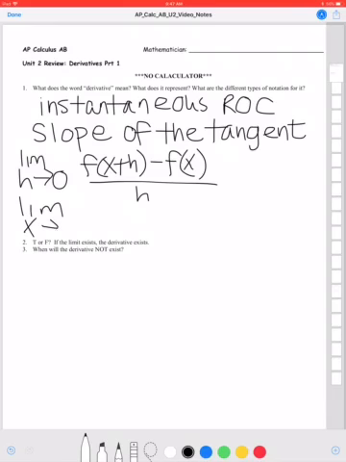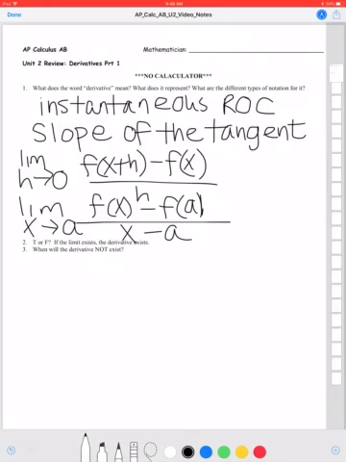And then we also have the limit as x approaches a. So this is the same thing. It just means that the two values are getting closer and closer together. All over x minus a. So as x approaches a, it's getting closer to be 0 over 0. So the difference is getting smaller and smaller and smaller until it's exactly 1 point.